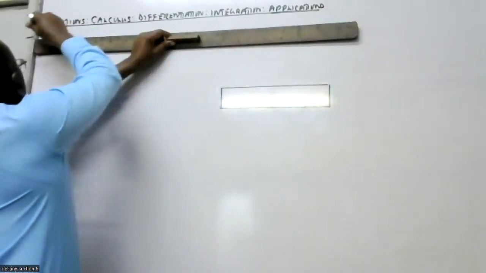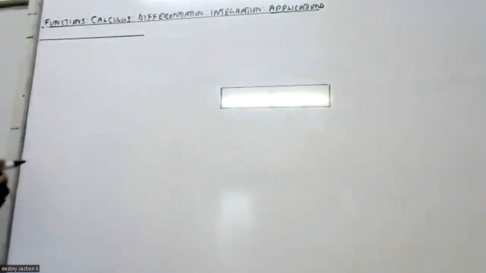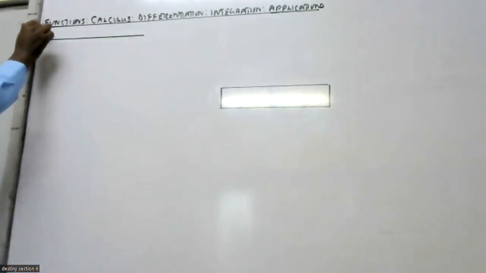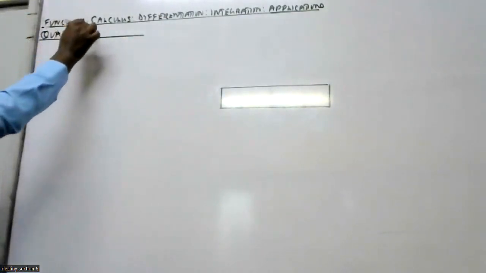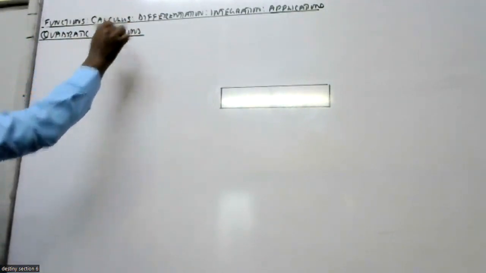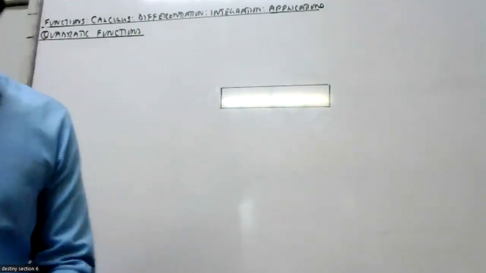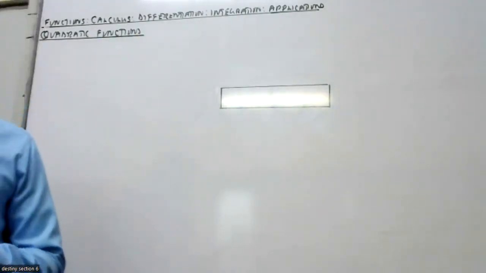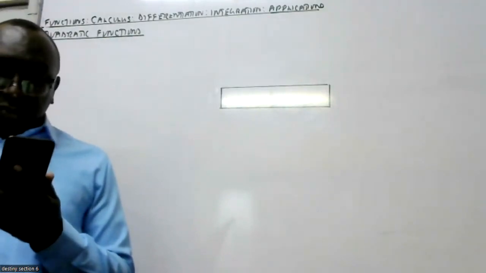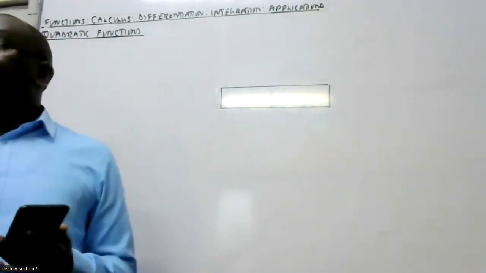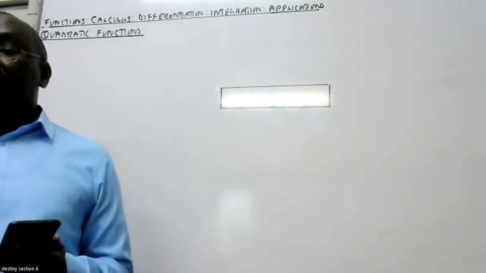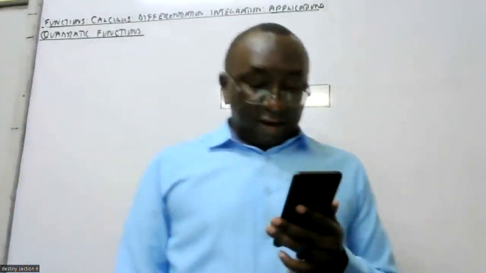Let us proceed to quadratic functions. Now, a quadratic function, if first of all we refer to the characters that have been given in the notes, you find that it is a function whose format is y is equals to ax squared plus bx plus c. That is the format of a quadratic function.